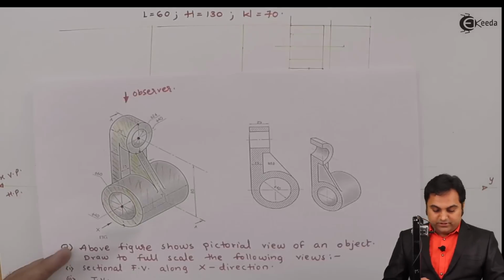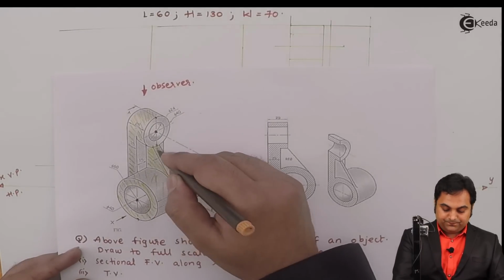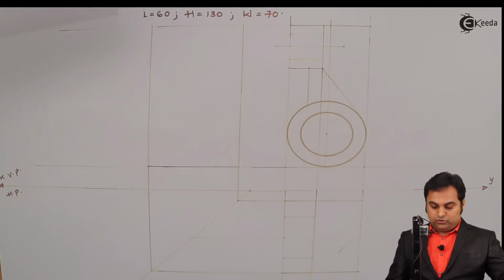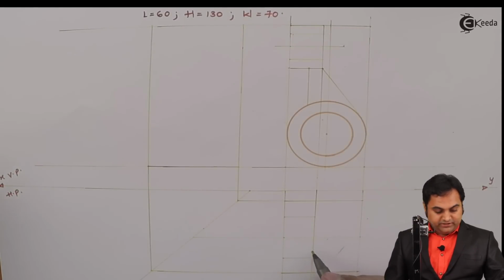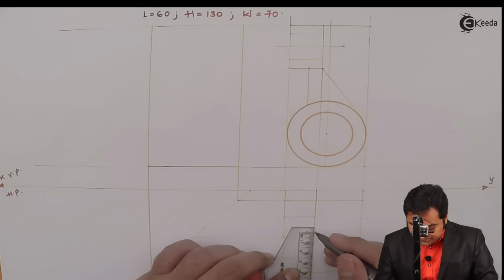After that, the rib is also visible from the top. It is having width 10 mm. So to get the rib, here I already have this center, so marking 5 mm on one side, 5 mm on the other side.